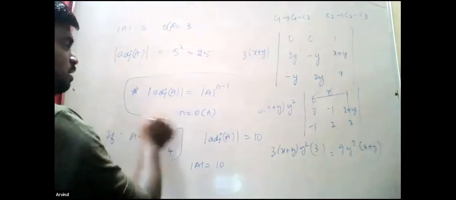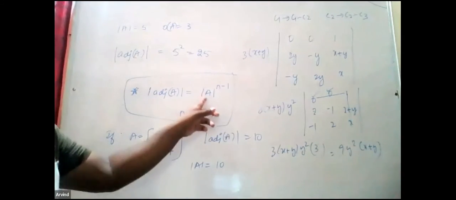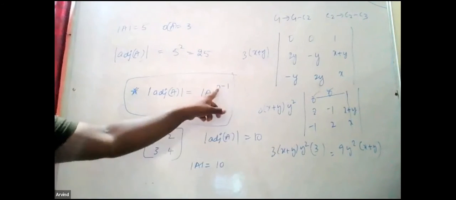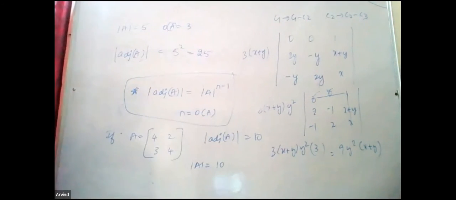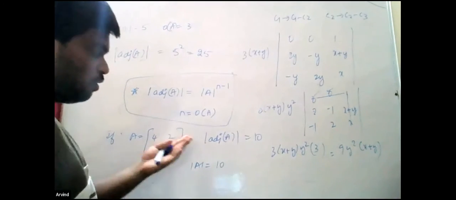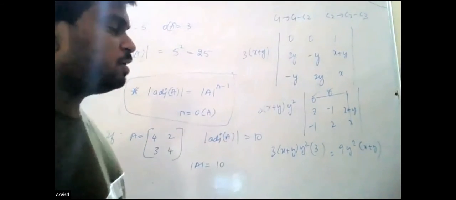Very simple. I'm going to use this formula. Determinant of the adjoint A is determinant of A to the power n minus 1, where n is the order. Here it is 2 cross 2, so 2 minus 1 is 1. So whatever value the determinant of A has, the adjoint gives the same value. If you don't understand this, you can find the adjoint and then the determinant, but that is a bit lengthy. Okay. Let's take one more question.